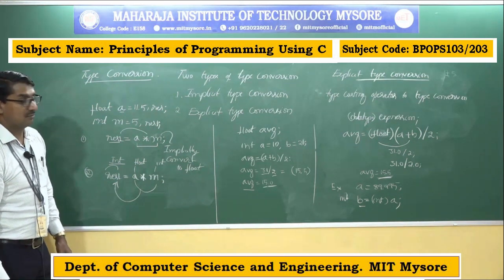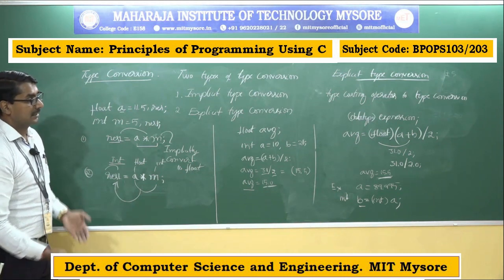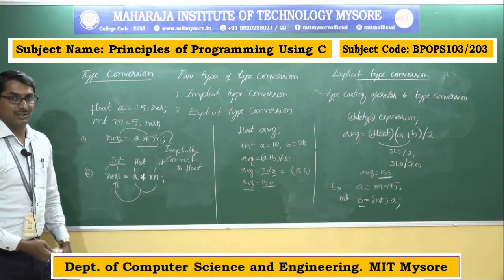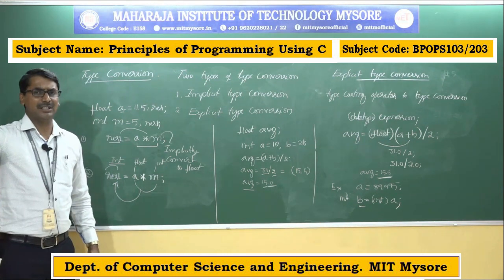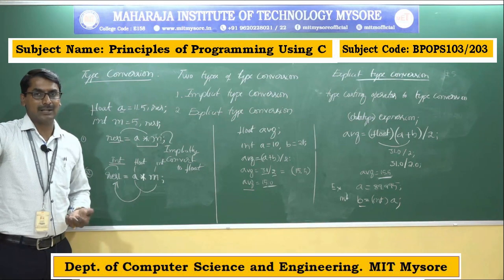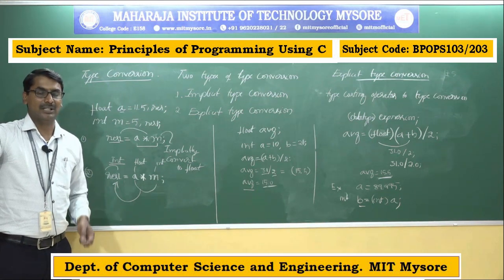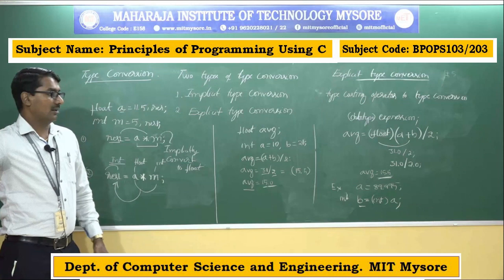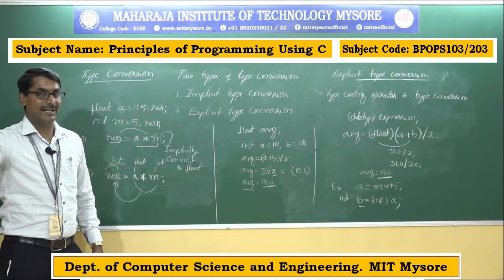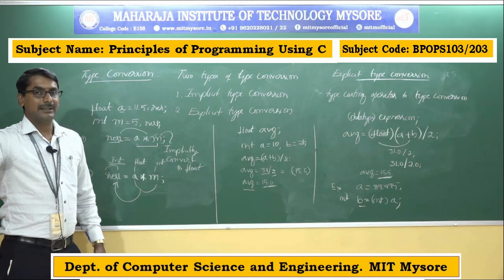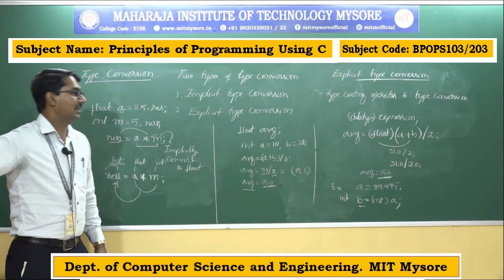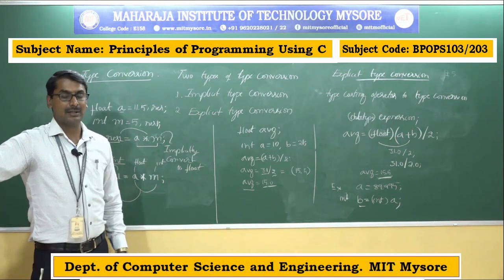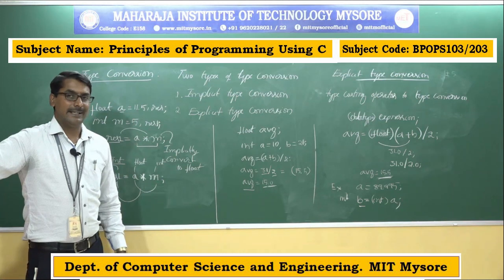a is a floating point value because it contains fraction values, and that will be converted into an integer value. Sometimes both operands are of integer type, but we want the result in the form of a fractional value. Then we need to convert into the floating point data type. There, explicit type conversion is required. In implicit type conversion, the conversion happens automatically, depending upon the expression.